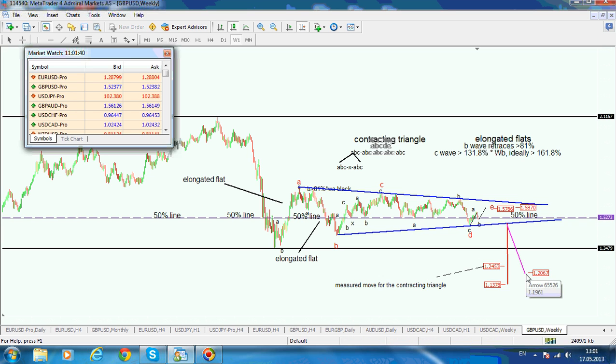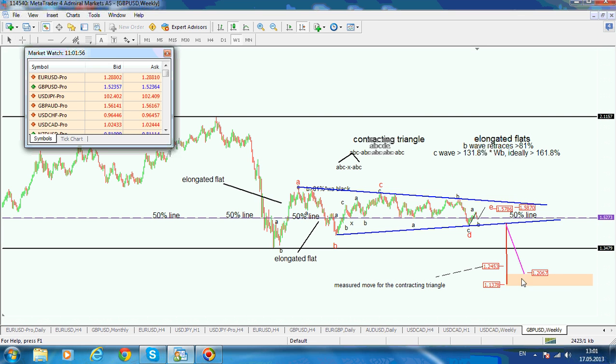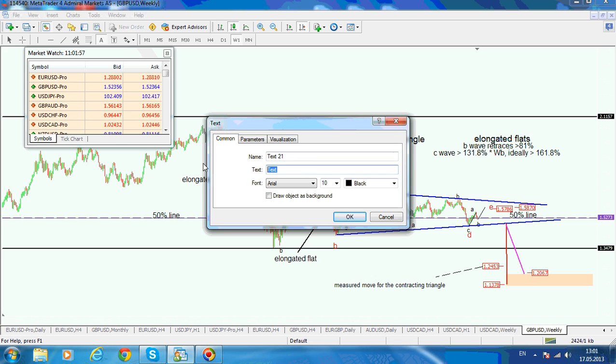So between 120.67 and 113.78, this is the minimum objective and this is the measurable. So that would be your target for a break to the downside, if it breaks to the downside. So you might write here that this is the target for breaking to the downside.